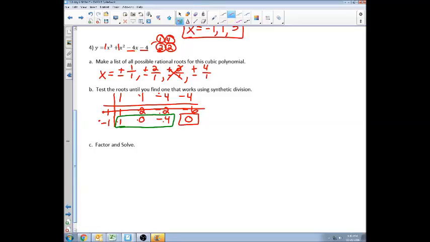Again, remember my first set of parentheses will be x and the opposite of this, so it'll be x plus 1. My second set of parentheses comes from here. Since I started with the third power, this is going to be x squared. My x would be 0, so I don't need to write it. Minus 4. Okay?